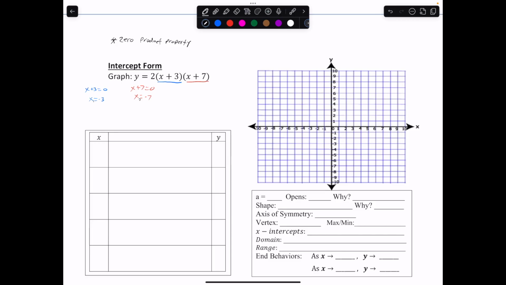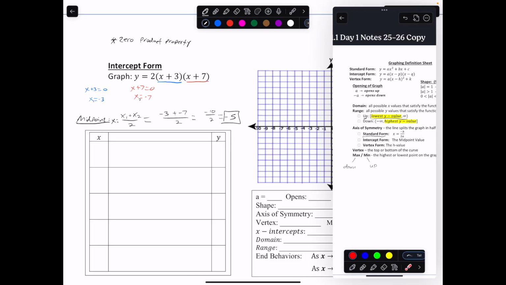Now the midpoint formula is: x equals x1 plus x2 divided by 2. So let's plug in our values. -3, that's x1, plus -7, that's x2, divided by 2. This is going to be -10 divided by 2, which is -5. So this is our midpoint.